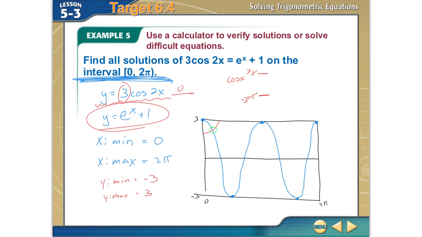So to calculate that, on our calculator, we are going to do second and trace, which brings up the calculate menu. And then we are going to calculate number 5, which is an intersect.